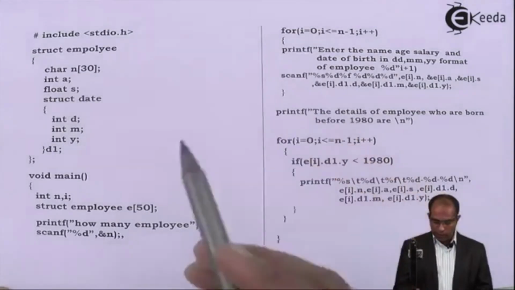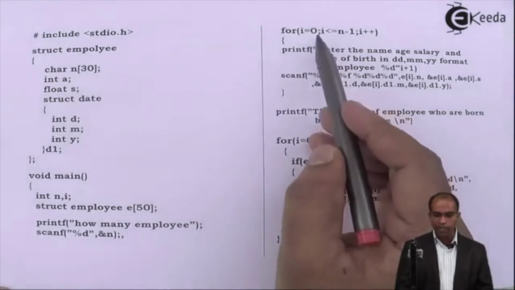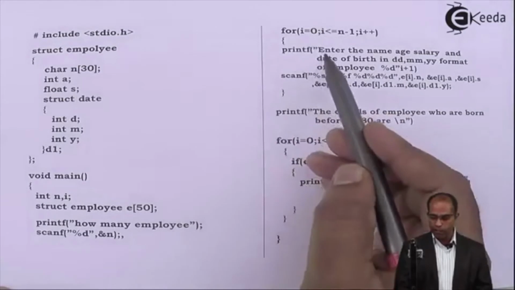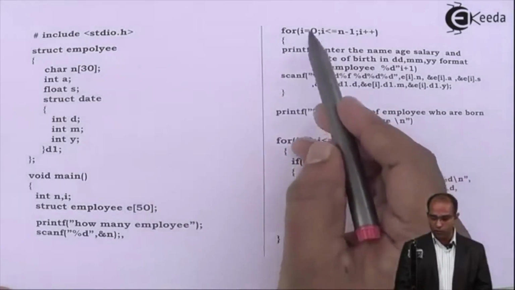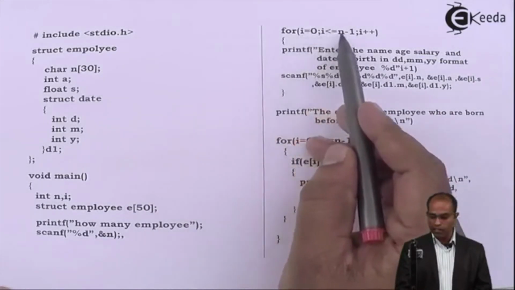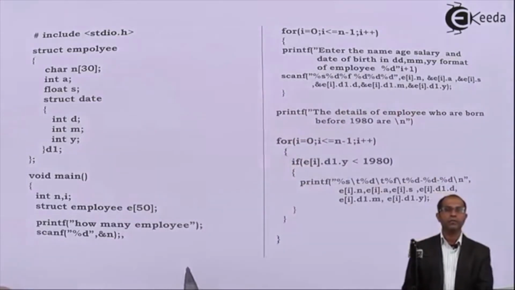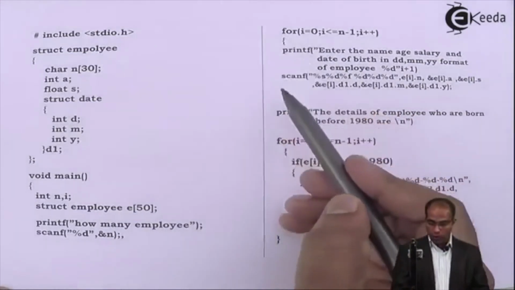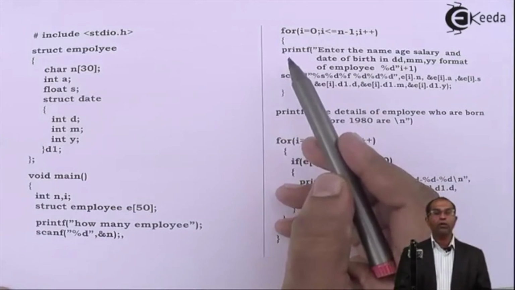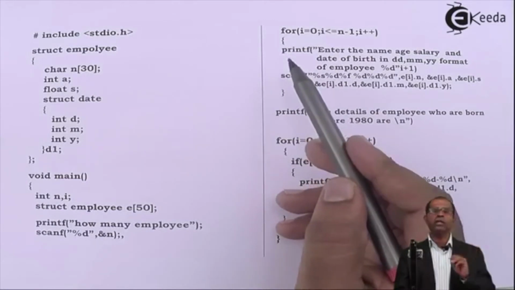Okay, so now since I'm supposed to read the first employee detail as e of 0, second employee details as e of 1, third employee details as e of 2, I'll say for i equals 0, i less than or equal to n minus 1, i plus plus. So the for loop will take care of reading the details of all the employees.